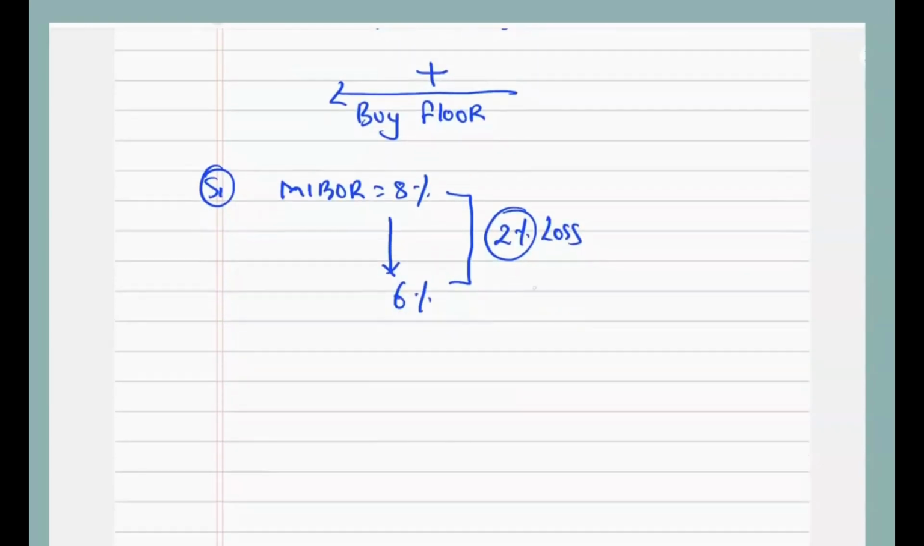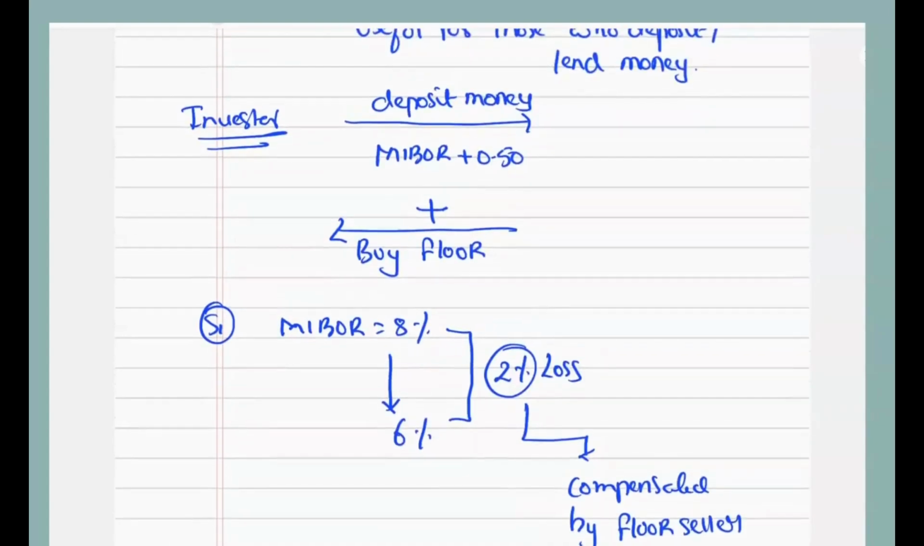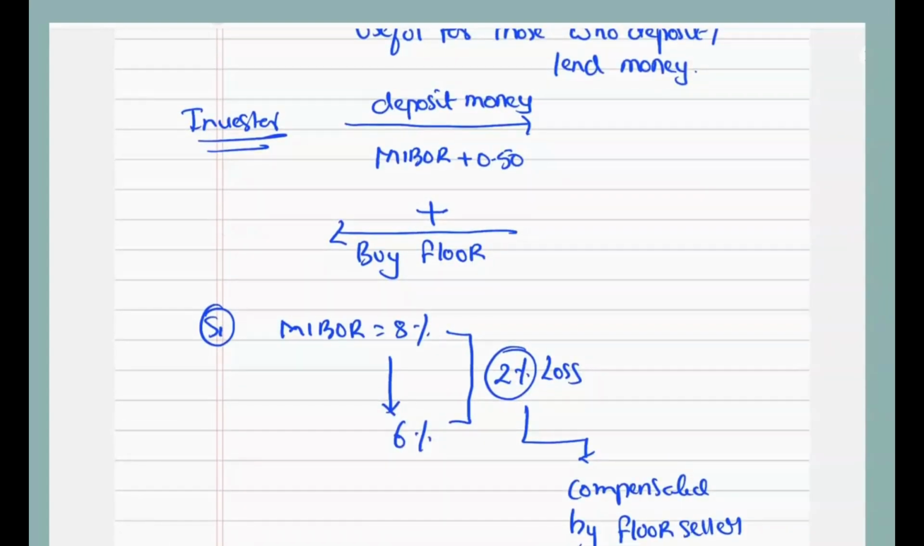So this loss will be compensated by the floor seller, right? You are the floor buyer, the buyer of the floor, and there will be one more person, who may be a broker or an intermediary. He will be the seller of the floor, right?